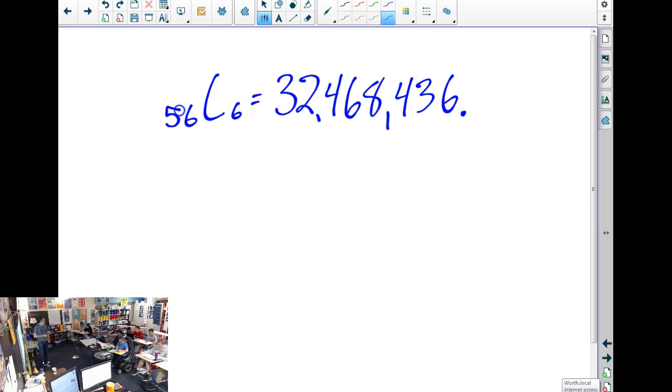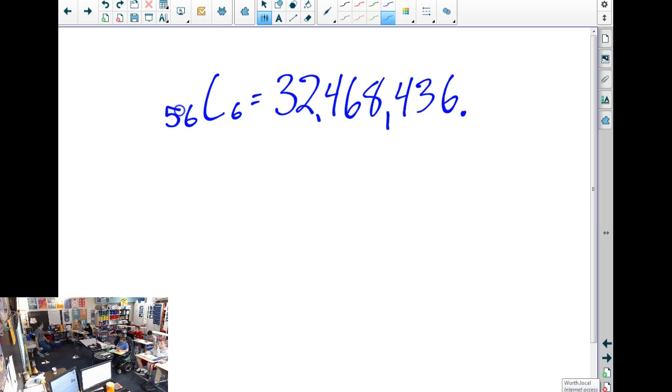Guys, that's not even that many numbers. 56, that's less than the amount of numbers in bingo. And your chance of getting them is 1 out of that many, just to choose the right set.